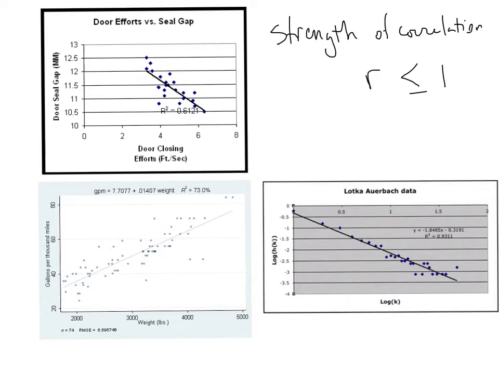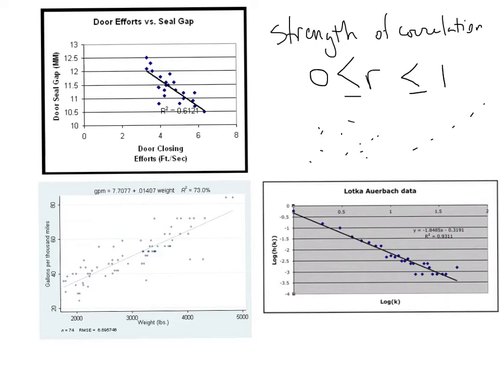1 is a line of points. The points are all in one straight direct line. Boom, boom, boom, boom, boom. Right? And that is a perfect correlation. Now, no correlation is 0. So if the points were totally random all over the graph, you would have 0.